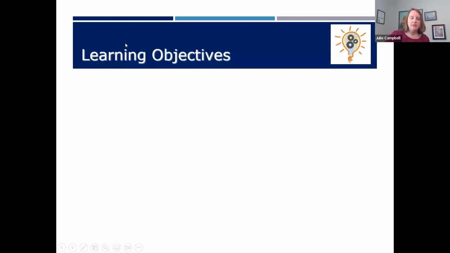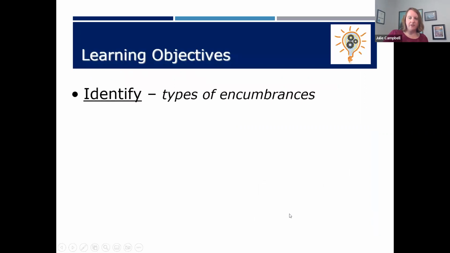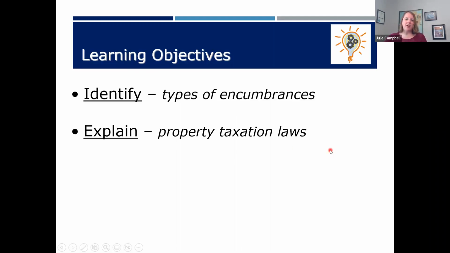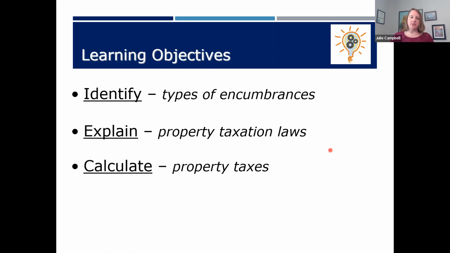So in this unit, we are going to talk about the different types of encumbrances. Of course, we will define an encumbrance. We're going to talk about property taxation, property taxes. By the way, property taxes is the math that we get to do. Again, we probably won't get that today. If we do, it'll just be a little introduction. So Thursday, we'll start with this.